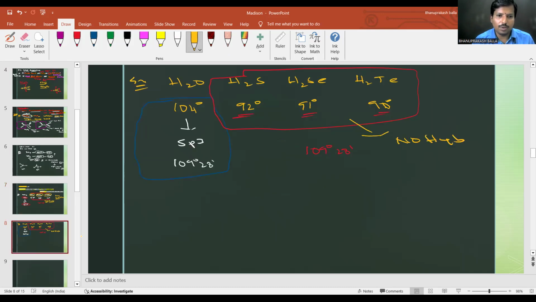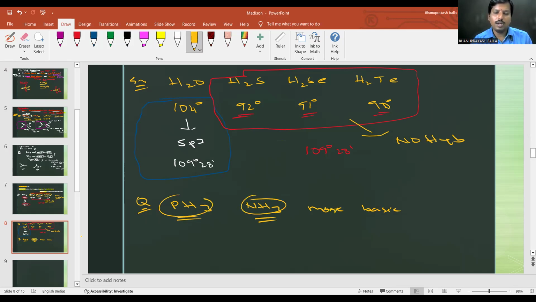Here is one basic question: when comparing the PH3 and NH3 molecules, which one has the more basic character? Ammonia and PH3, out of these two, which has the more basic character? That is one of the important applications of Drago's rule.